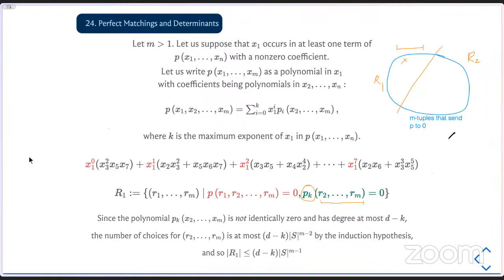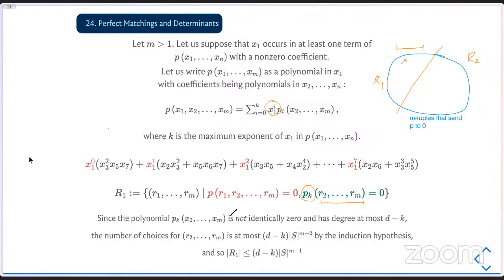Okay, so this is just a classification of all my zeros into two parts based on how the last m minus 1 values behave when they're plugged into the polynomial pk. Yeah, and pk is simply defined as the coefficient of the highest power of x1 in this breakup that we did. We said we'll go to the polynomial and reorganize based on powers of x1, look at the highest power of x1 and look at the polynomial that accompanies it. That's a polynomial in variables x2, x3, and so on up to xn, right?